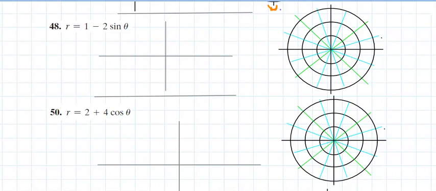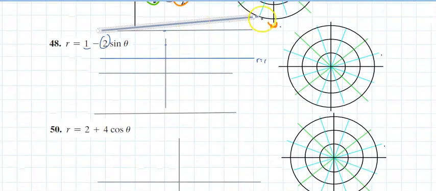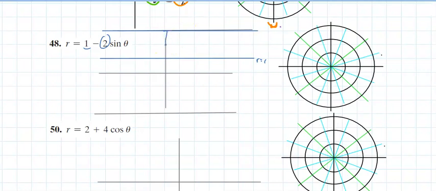Okay, this is the exception. I start at r equals 1. There's r equals 1. 2 units above, I am at 3. And 2 units below, I am at -1. Let me go over that. If I start at 1 and I move 2 units above I am at 3. Move 2 units below, I am at -1.